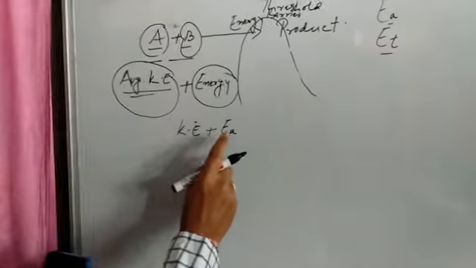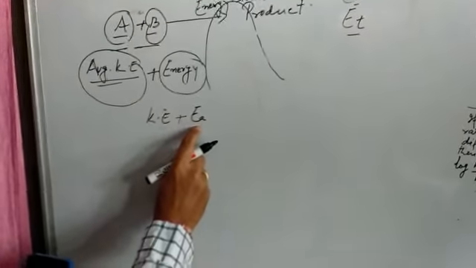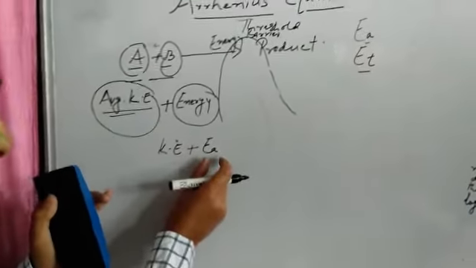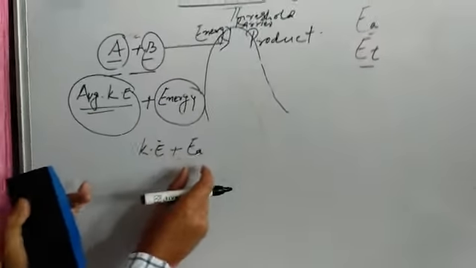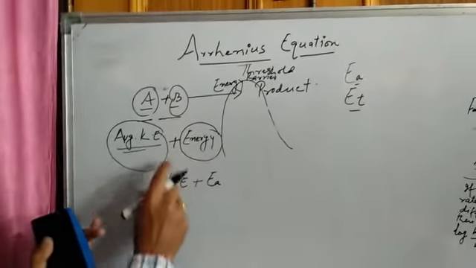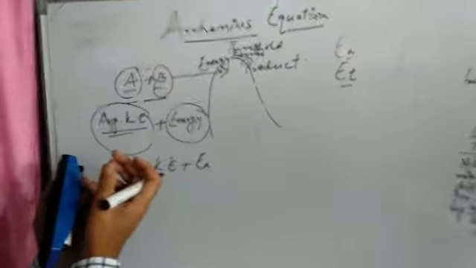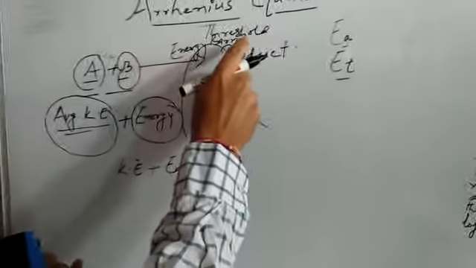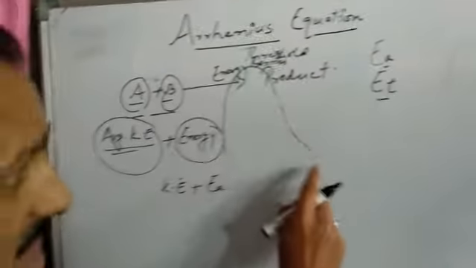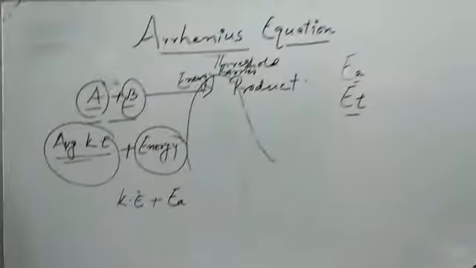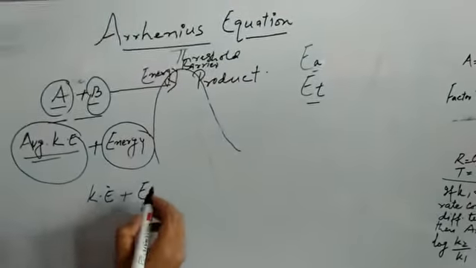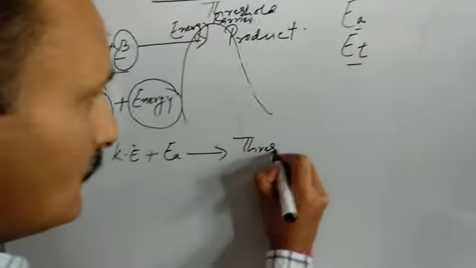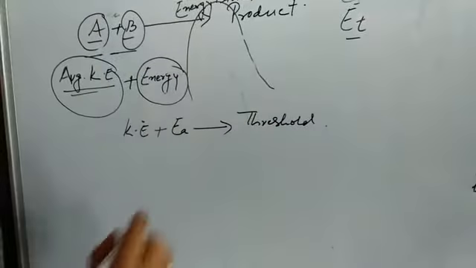So what is the activation energy? This is the energy over and above the average kinetic energy. Activation energy is the energy over and above the kinetic energy which the reacting molecule should possess, so that the total becomes equal to threshold energy, and then the reaction crosses this energy barrier so that products are formed. So kinetic energy plus activation energy is equal to threshold energy. It must be kept in mind.